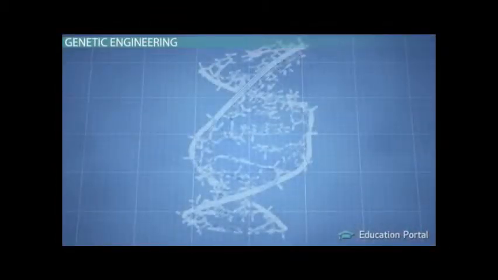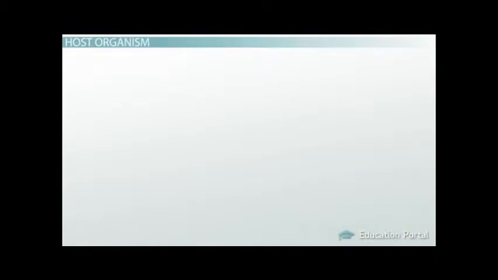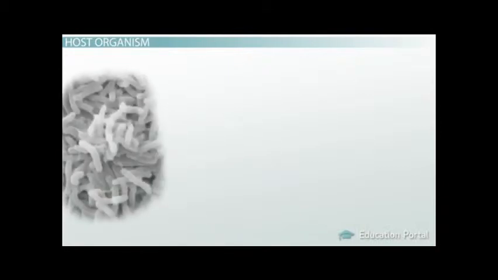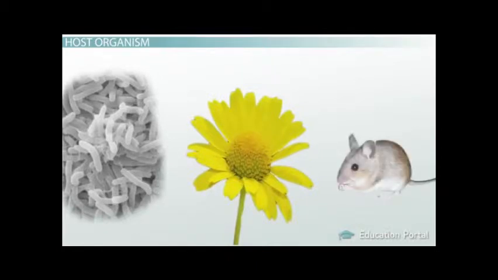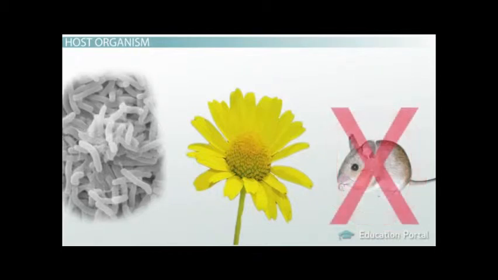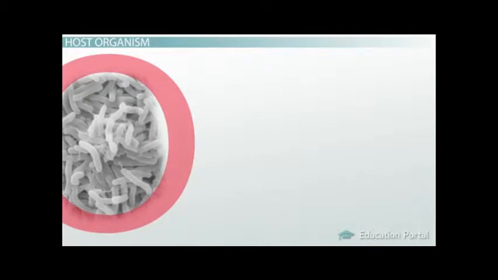Let's see how genetic engineering opened the door to mass-producing insulin rather than purifying it from animal tissue, human or otherwise. The organism that is modified in a genetic engineering experiment is referred to as the host. Depending on the goal of the genetic engineering experiment, the host could range from a bacterial cell to a plant or animal cell, or even a human cell. Now, you might guess that scientists chose a human or animal cell to produce insulin. If so, you may be surprised to discover that scientists instead used bacterial cells to produce human insulin.